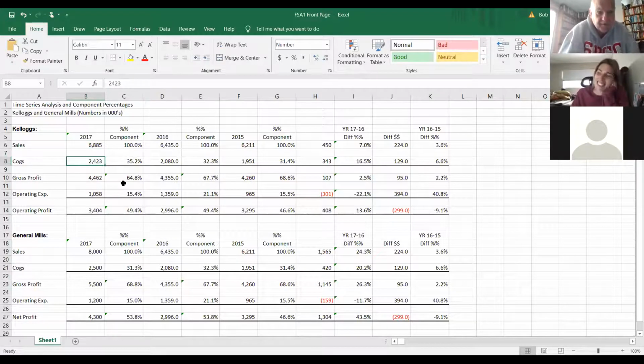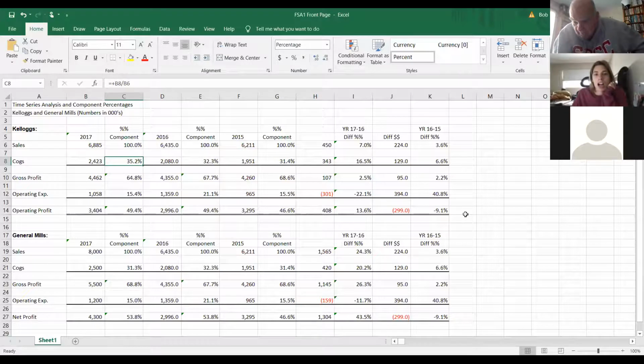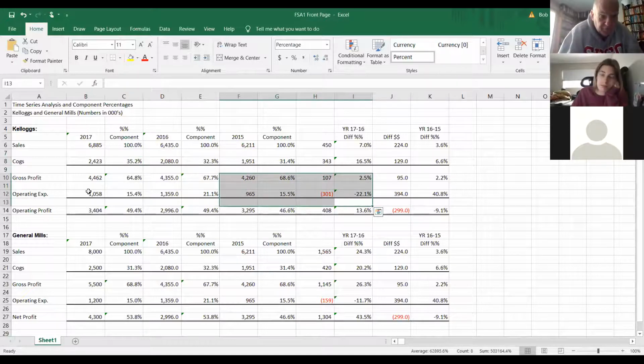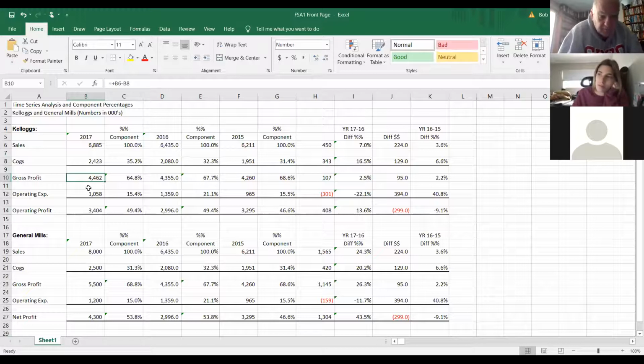Okay, here we go. What are the total sales here for the first year? 6885. What was the cost of goods sold? 2423. Come up with the percentage. Okay. 35.2. Do the same thing with the gross profit. 4462.